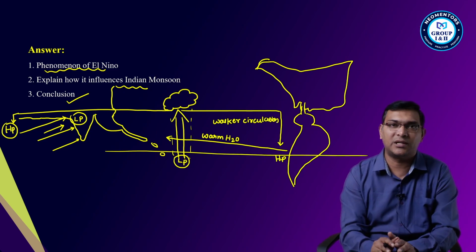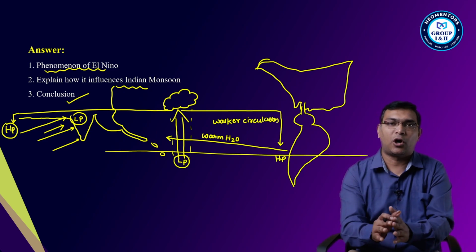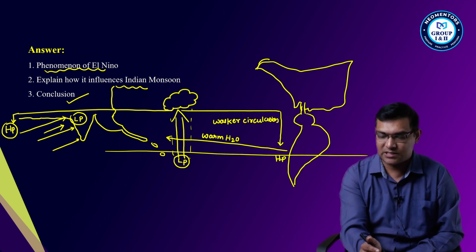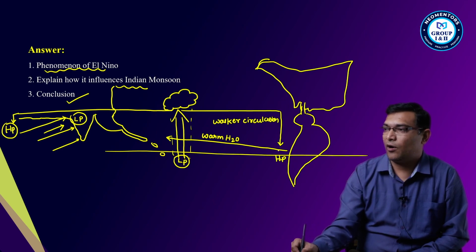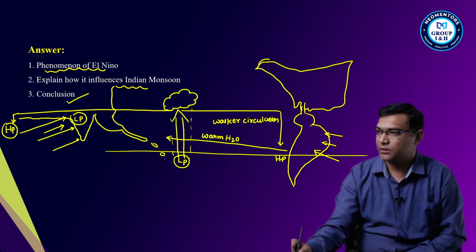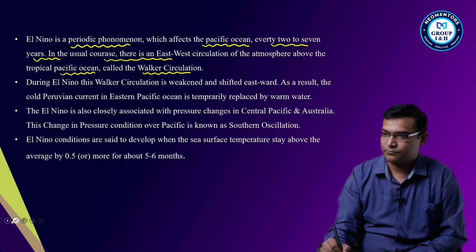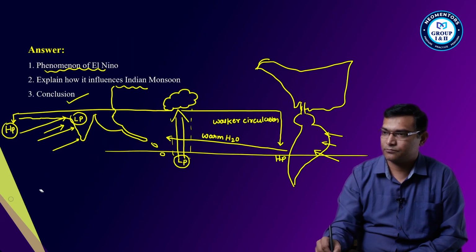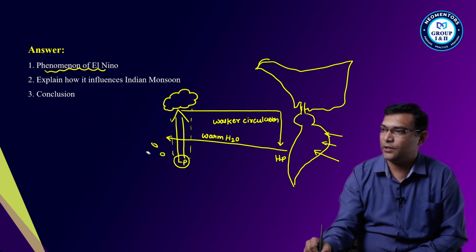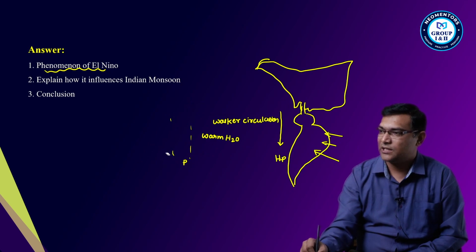This is a general phenomenon that takes place during a normal year. But during the El Nino, the reverse takes place. What happens here? You see, this warm water, instead of these southeast trade winds... During the El Nino, the phenomenon will get reversed and your Indian monsoons will get impacted.